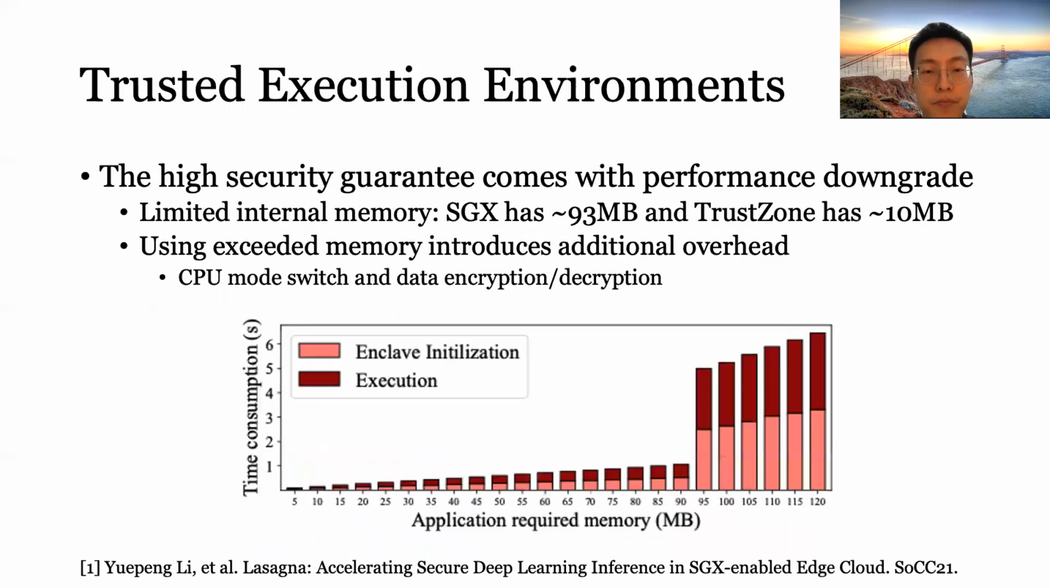But the high security of TEEs comes with performance degradation. TEEs usually have limited internal memory. The memory of Intel SGX is around 93 MB, and the memory of TrustZone is around 10 MB. Using exceeded memory introduces additional overhead, which mainly comes from the CPU mode switch and data encryption and decryption. As shown in the figure, once the required memory exceeds 90 MB, the computation time increases by a large margin.